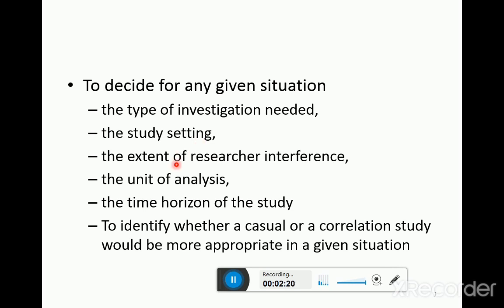Then we have the extent of researcher interference. Simply means studying events as they normally occur or with required manipulation.